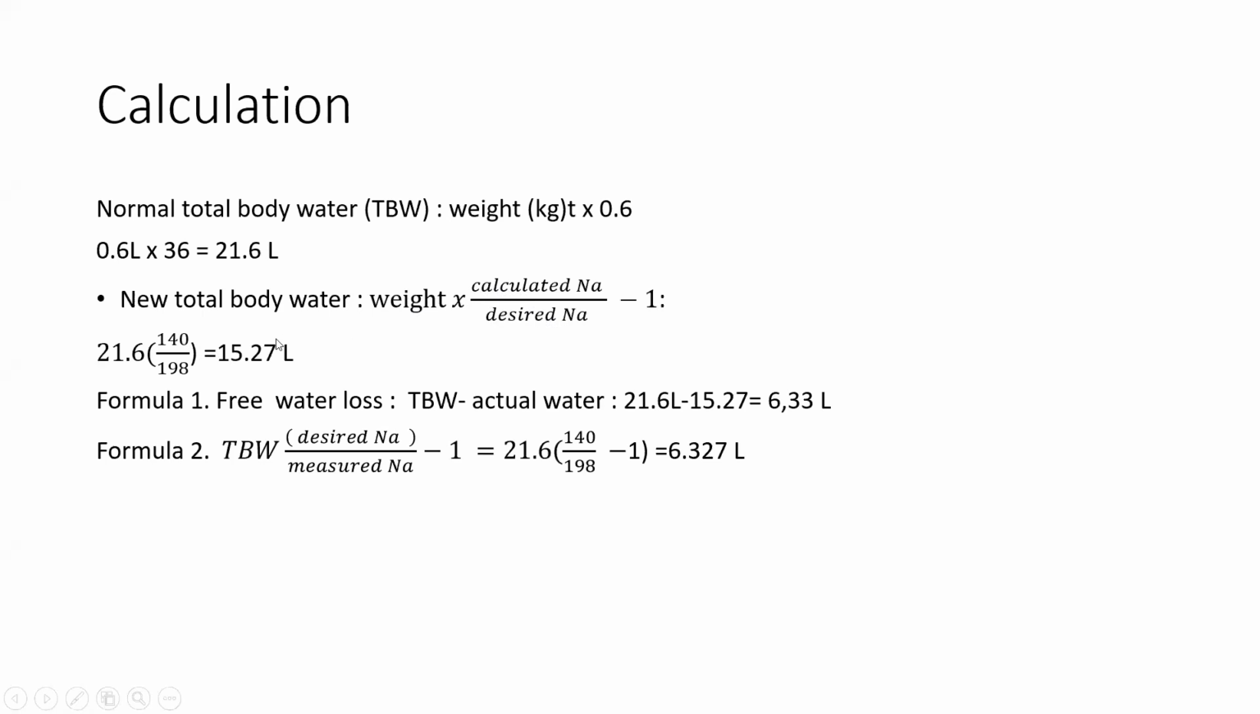Usually you first try to get how much water the patient is supposed to have. This is supposed to be weight times the total body water, times the desired concentration and the calculated sodium. It's not the one written here; that was just a mistake. Once you calculate it, it will give you 15.22 liters.